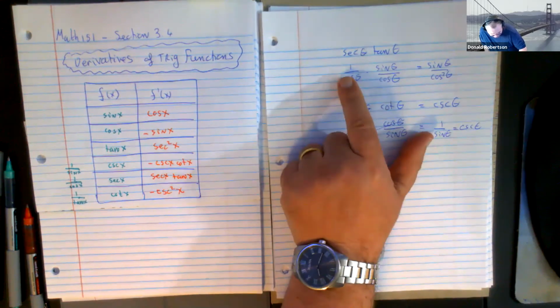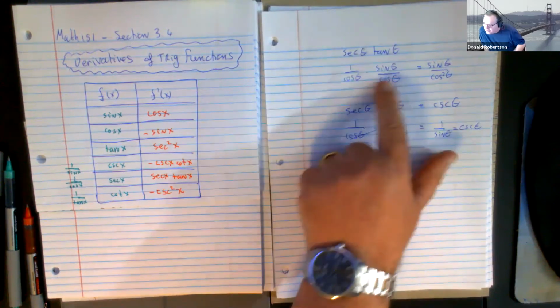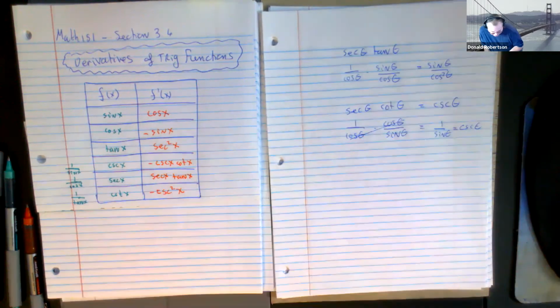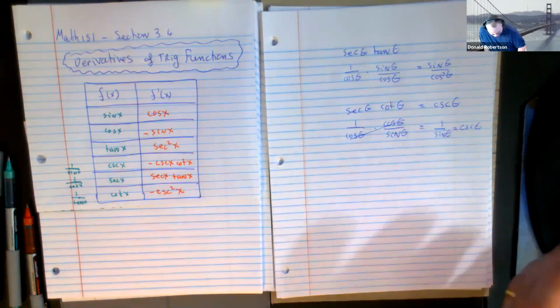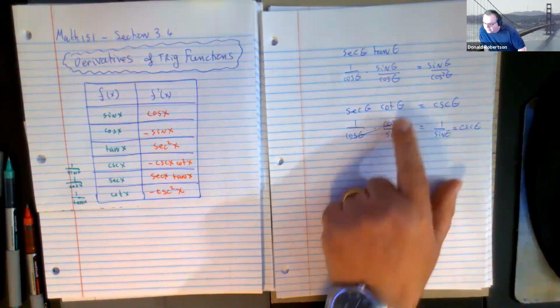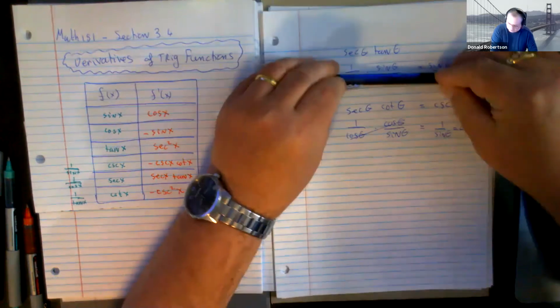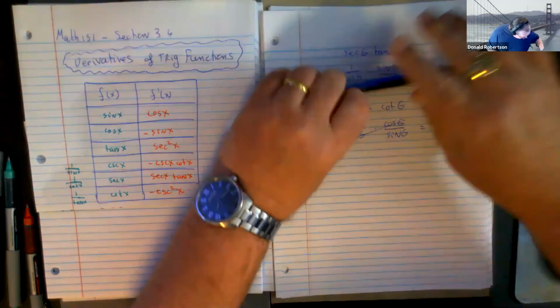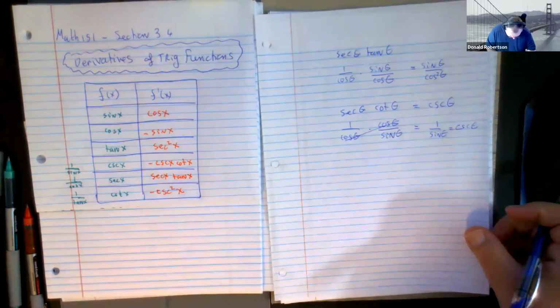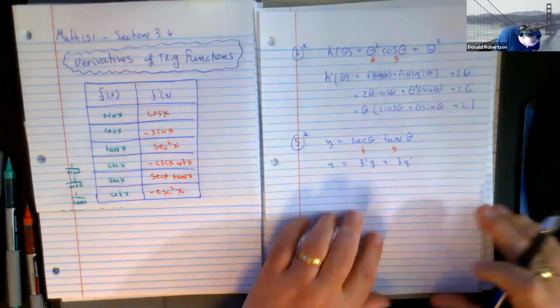And the simplest way is to turn everybody into sines and cosines and see what happens. Do they play well together? Do they cancel? Or do they not? And if the answer is not, just leave the original alone and differentiate it. So that's where we're going to go. Leave it alone and differentiate it.